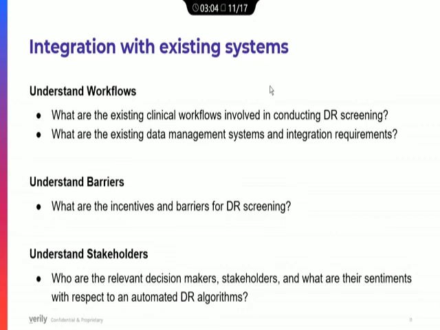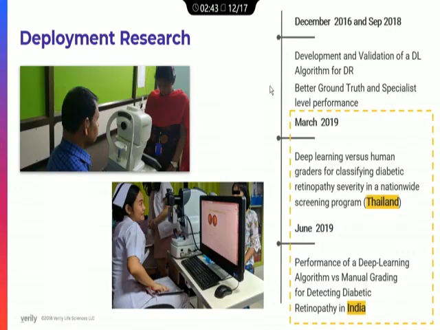So what is the incentive for someone to adopt a technology like this? If there is no use for them or if there's no additional value for their patients, then you're going to have a really hard time getting it implemented and having people be compliant with it. And then we also have to understand the stakeholders: who are the relevant decision makers, and who is going to be the proponent for you at a particular clinic or institution. So all of this put together is important to actually study.